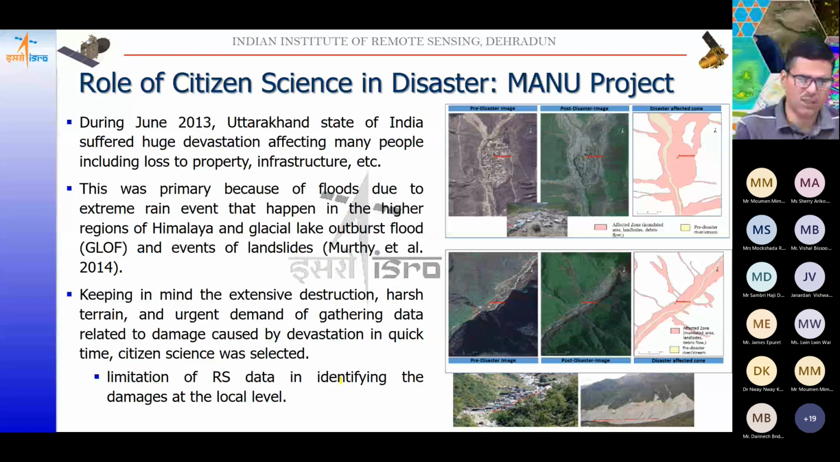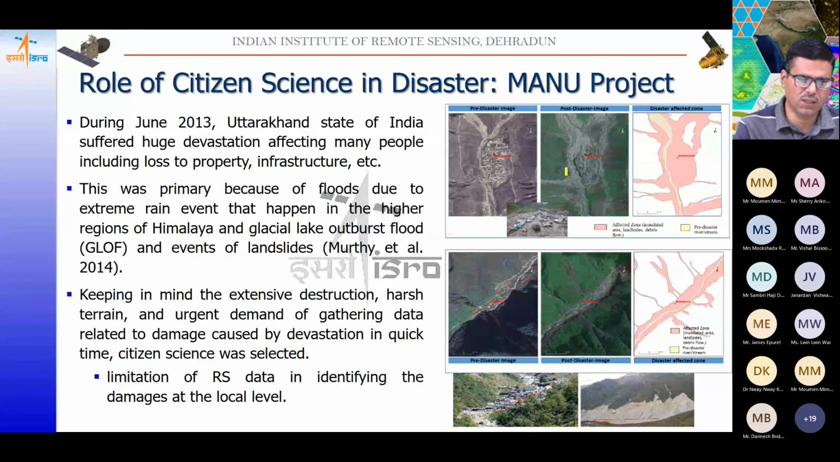Now, just to give you a background, in June 2013, in Uttarakhand, a state of India, there was a huge devastation which affected many people, with a lot of loss of property and infrastructure. There was a flood due to extreme rain events in the higher regions of the Himalayas, and also a glacier lake outburst flood, or what we call a cloudburst event, along with landslides. This picture I'm showing is of the holy shrine Kedarnath region.